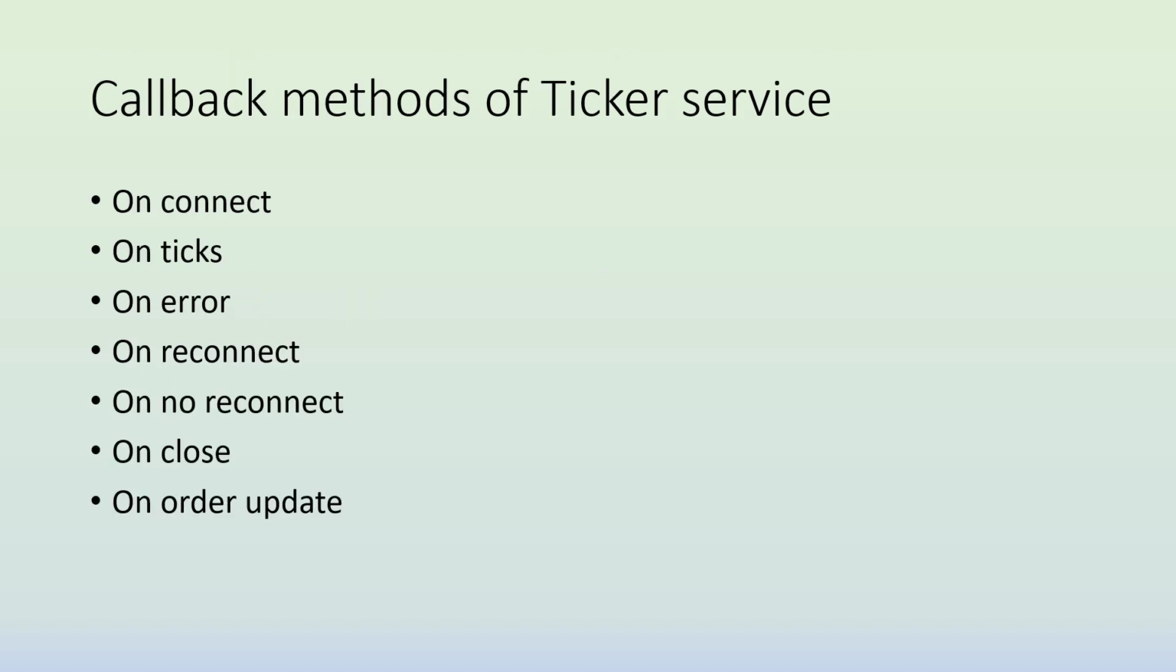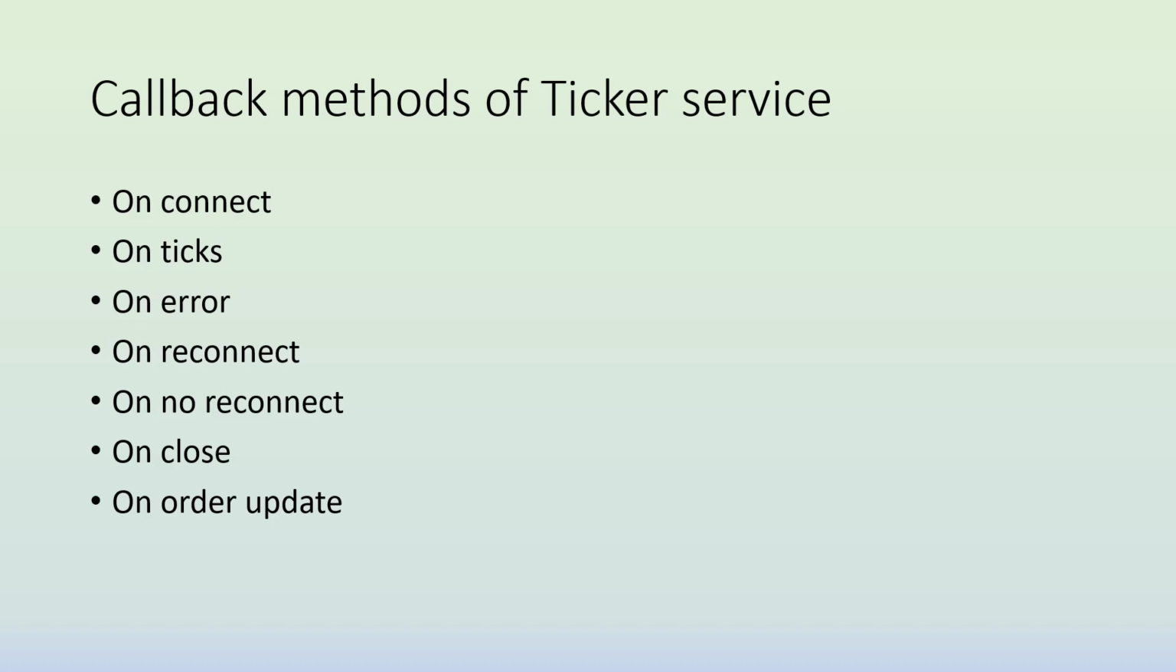And what are the callback methods of the ticker service? Once you connect, you have to know whether the connection is established successfully or not. Only then do you subscribe to the symbols. So there is an on-connect callback method. Once the ticker connection is successful, the on-connect method will be called. That means your ticker connection is established successfully. After that only, you subscribe to tokens and then start receiving the ticks. For each new tick, there is a callback method, on ticks. The on ticks method is called.